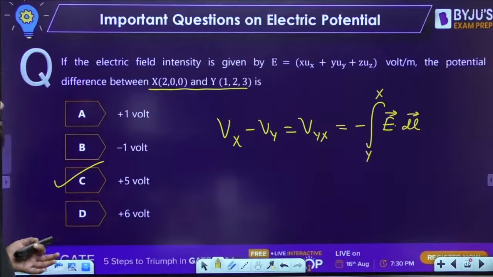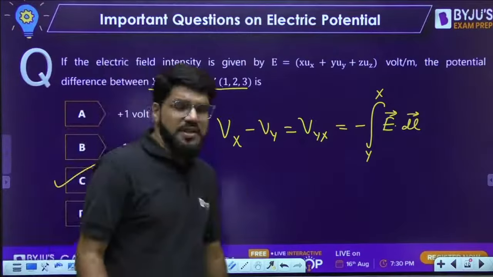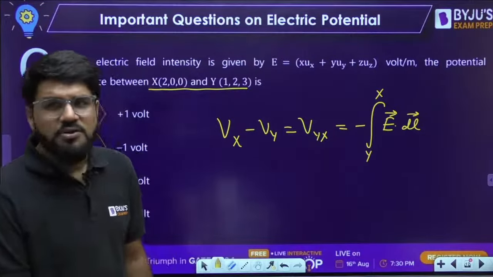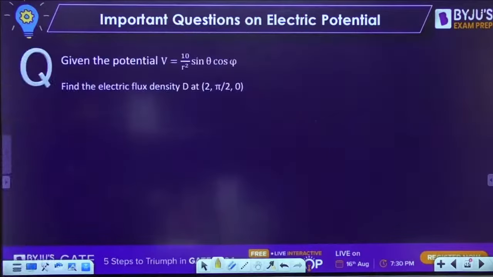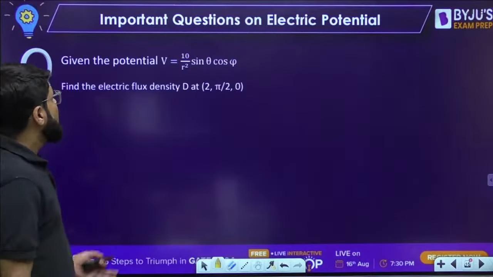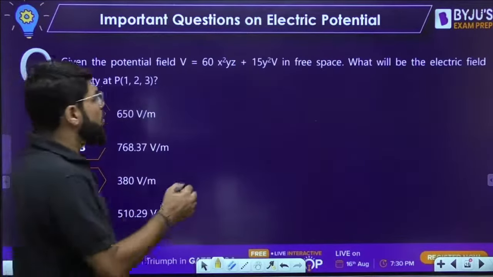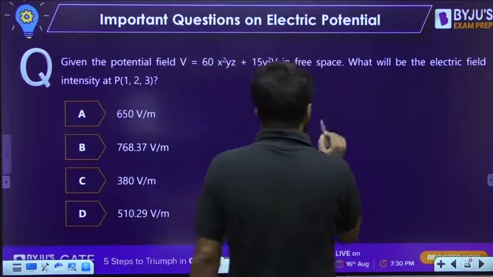Now we know that this is the formula I already told you. Potential difference can be calculated as minus of the line integral of E dot dl. Now look into the next variety of question. Let's first come to the simple one, forget this. Let's come to this question. Given the potential, and then we'll go back to that, what is the electric field?